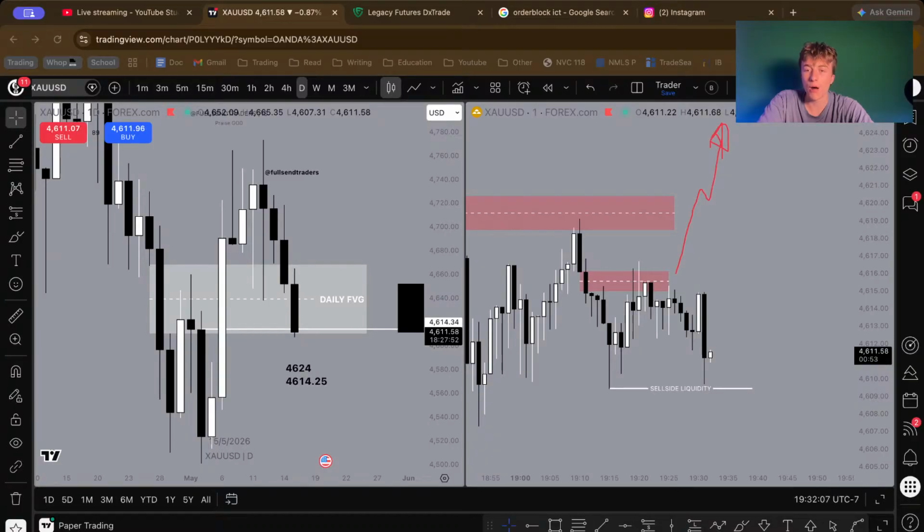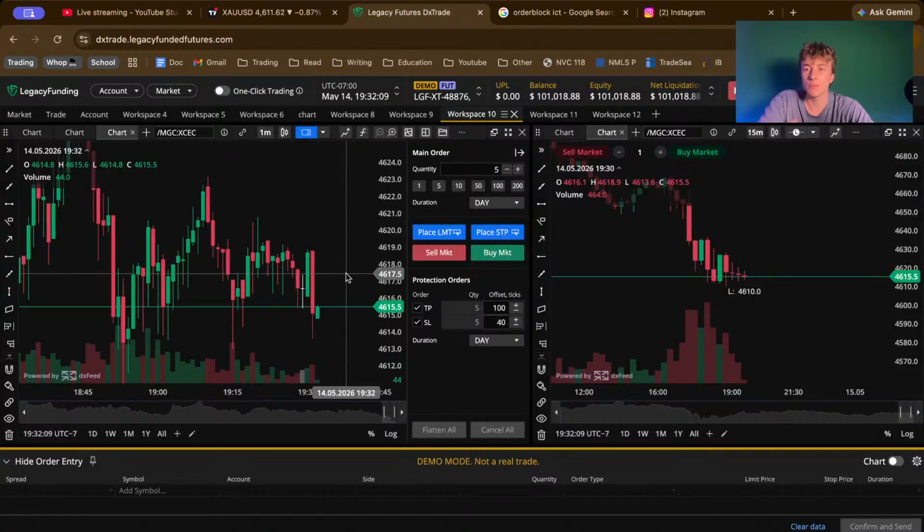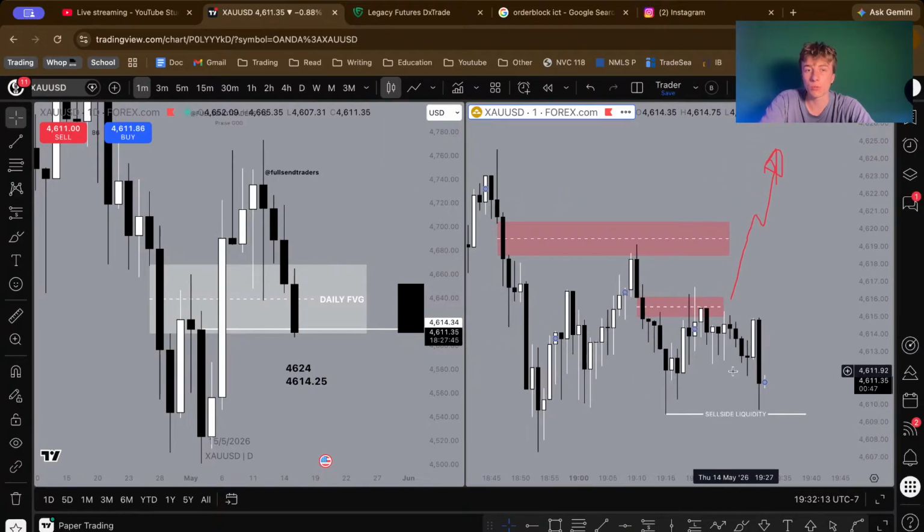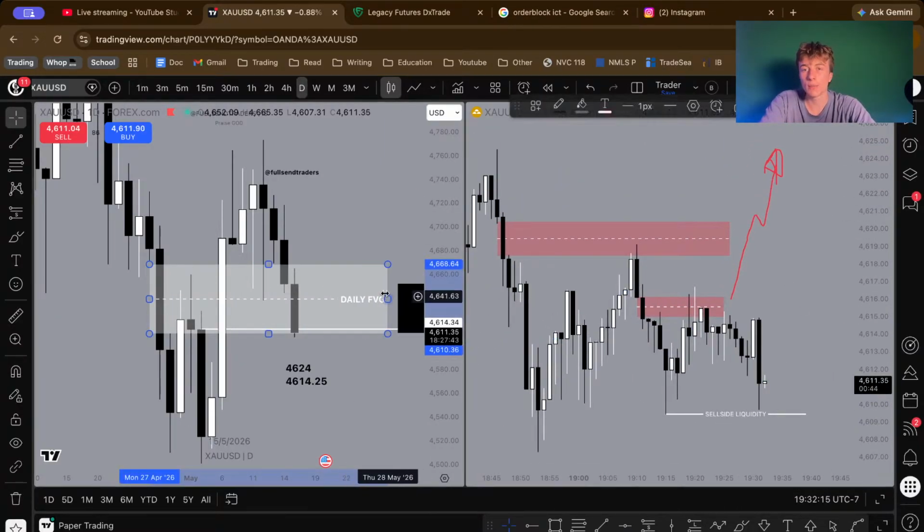And Legacy is the prop firm that I execute on. This is where I actually make money. This is just where I look at the chart and figure out what it's doing, what I'm going to trade, marking it all out.